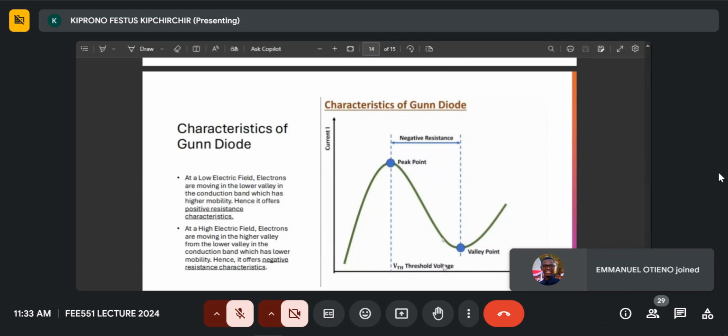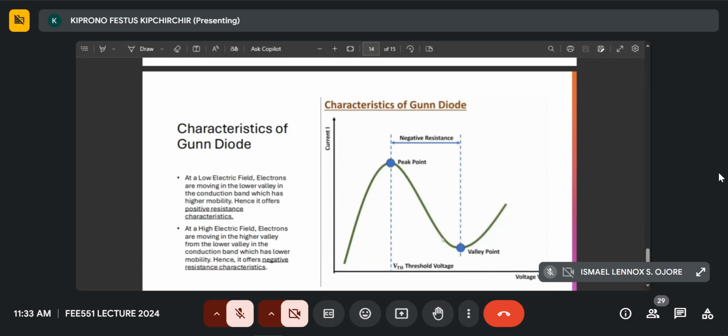So at low electric field, the electrons are moving in the lower valley in the conduction band, which has a high mobility, hence offers positive resistance characteristics. This region here, from the start to the peak point, the blue.